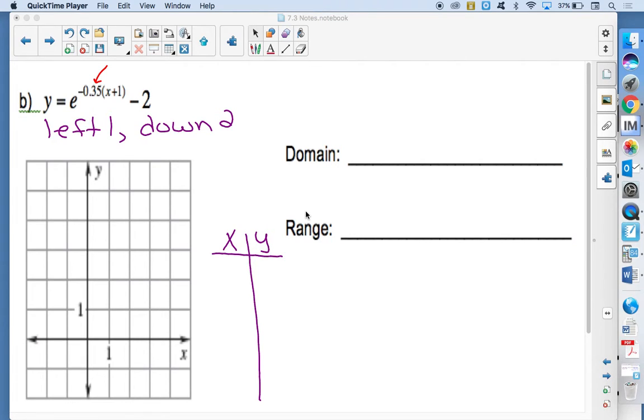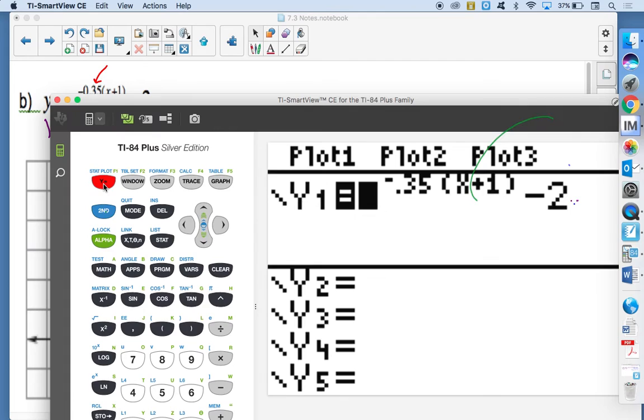So in your calculator, when you go to y equals, you have the e, and then the negative 0.35, the x plus 1 in parentheses. You need to make sure that you're arrowing out of the exponent so that the minus 2 is back in line with the base. And then you can graph that. Get your table of values.